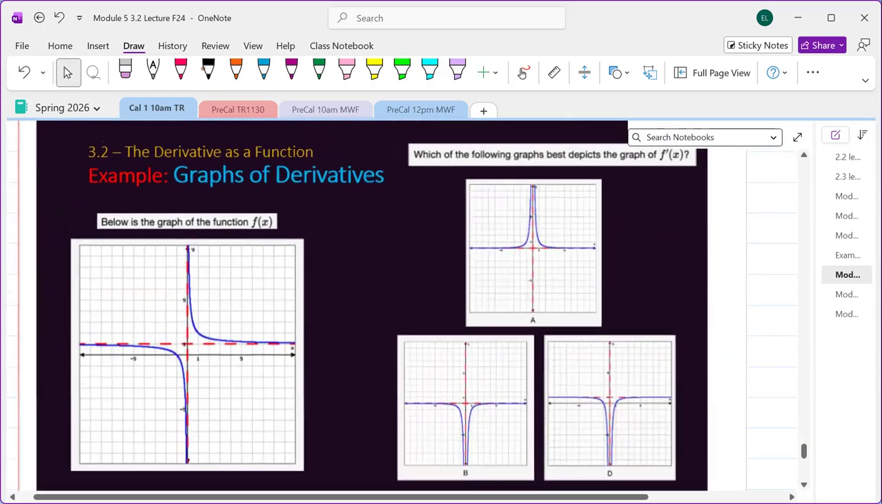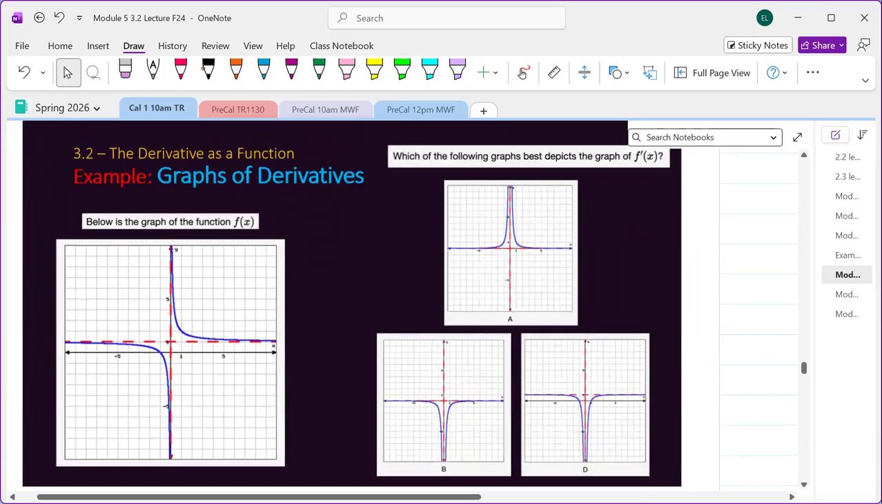All right, now I think we have some WebWork questions that do this. So we've got a wacky graph of a function here. It looks like 1 over x plus 1, to be honest. That's probably what it is. But just based on the graph, I've got A, B, and D here from WebWork. So we want to look at our graph and what it's doing and think about where the derivative is going to be positive and negative.